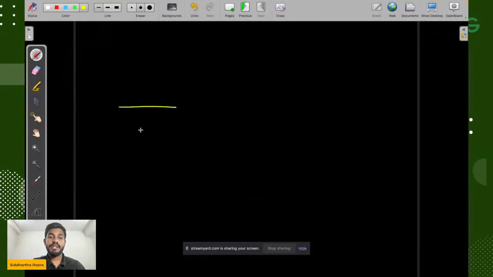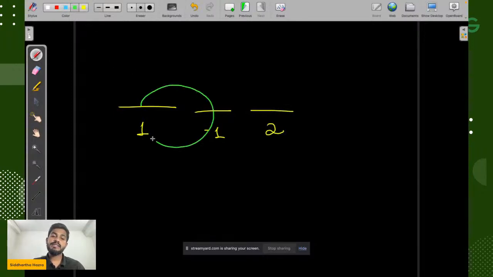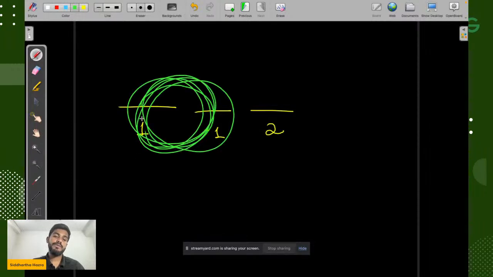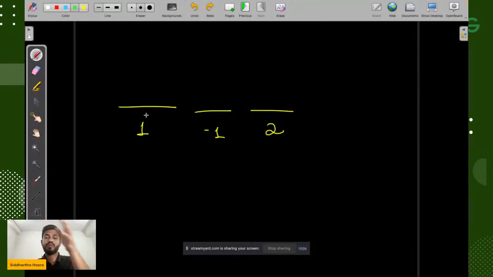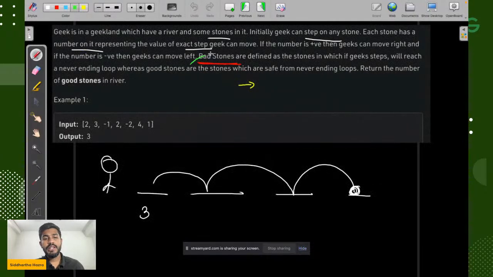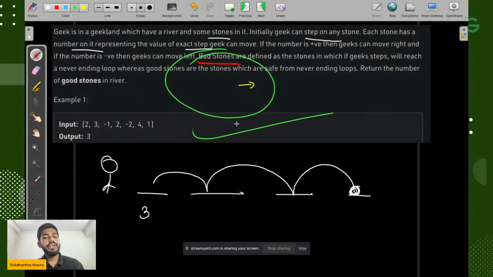Like suppose it is given as 1. Okay, it is given as again minus 1, and it is given as 2. So I can say that these two are the bad stones. Why? Because plus 1 minus 1 plus 1 minus 1 plus 1 minus 1. But if I come at this point, then I can simply go to this side. So basically, this is what it is. And here it is told in this question. So in this question, we need to return the number of good stones. Okay, return the number of good stones.